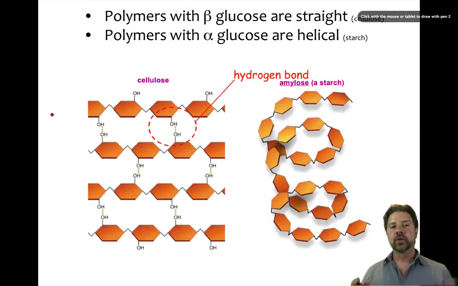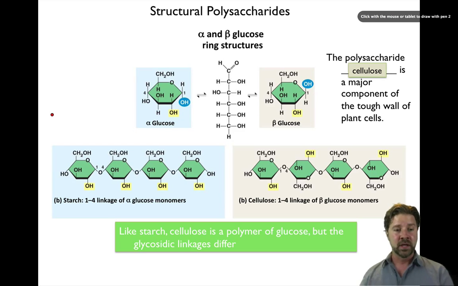In this slide here, we're going to take a look at the two different forms of glucose, and we're going to see how that affects the overall shape of a polysaccharide. So let's go back to the last slide just for a second so we can see the difference between beta glucose and alpha glucose. In this case here, alpha glucose had the hydroxyl group down below the plane. But in the beta glucose, we saw the hydroxyl group above the plane.